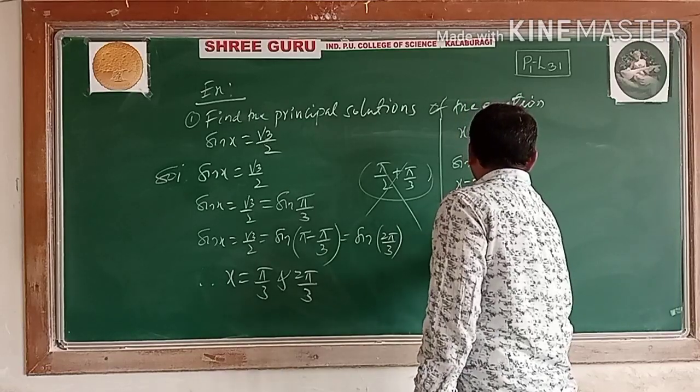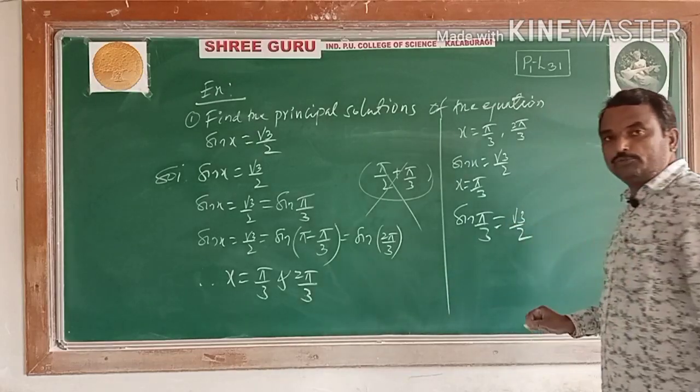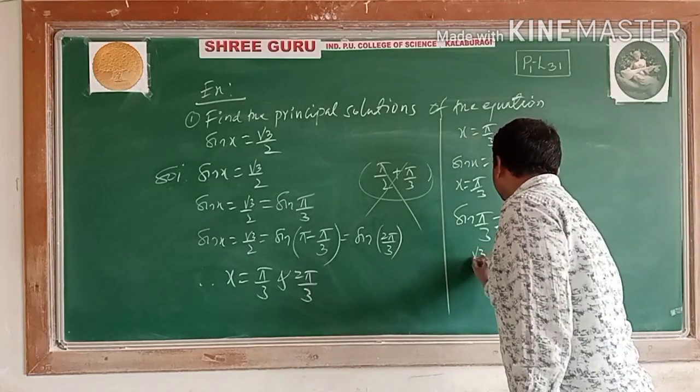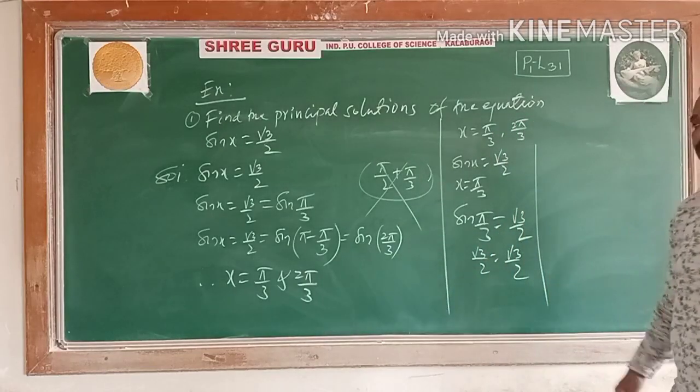Sin pi by 3, x equal to pi by 3, is equal to root 3 by 2. You are checking the solutions. What is sin pi by 3? Sin 60. Does it satisfy the given equation?